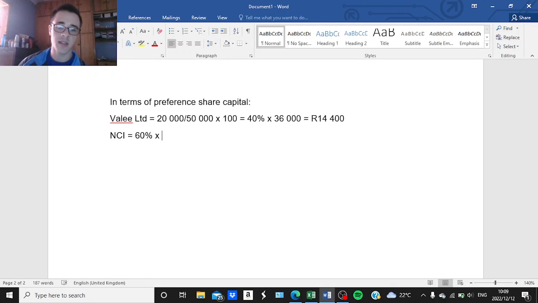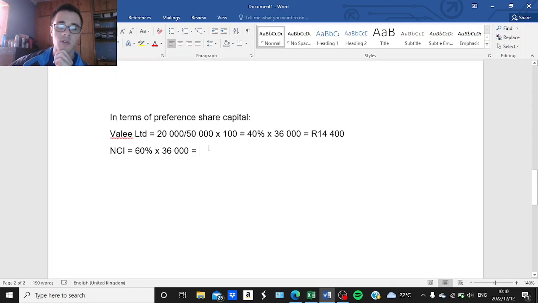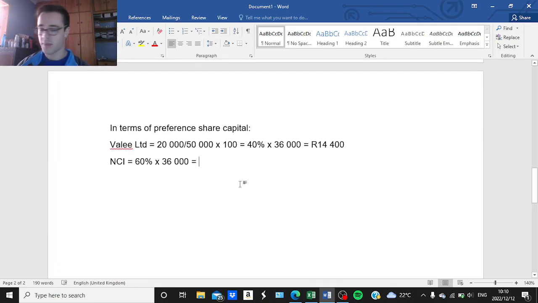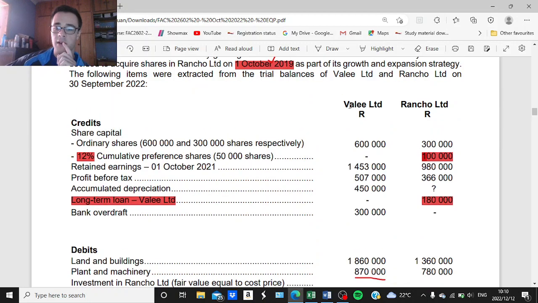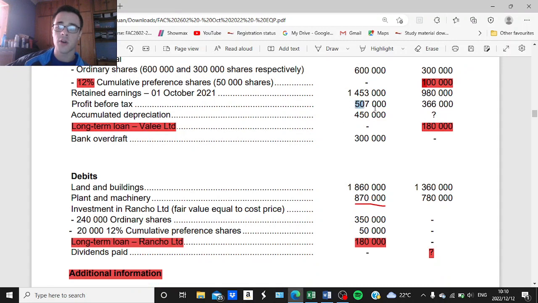All right, as I've said, the non-controlling interest would take up the remaining 60% of the total preference dividends declared and paid. So therefore it is 21,600. So this is the amount paid to non-controlling interests, and this will be the amount that was paid intra-group to Value Limited. So if you go back to your trial balance, Value Limited would have included the amount of 14,400 as part of its profit before tax, okay, or other income.